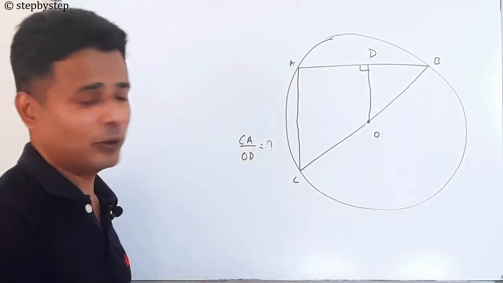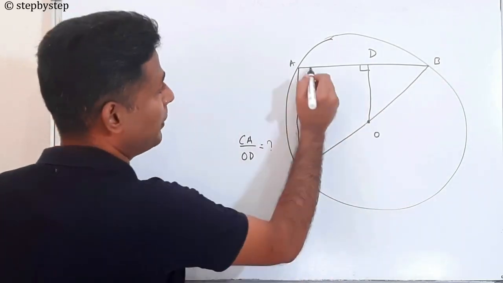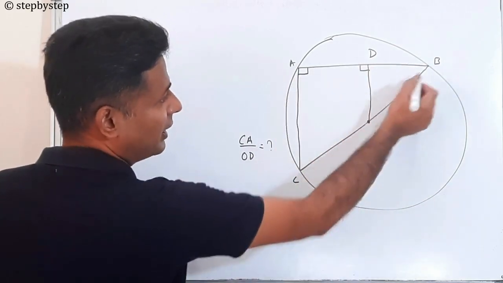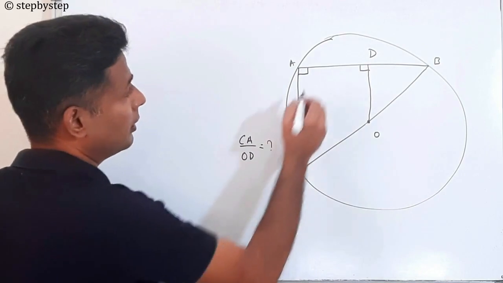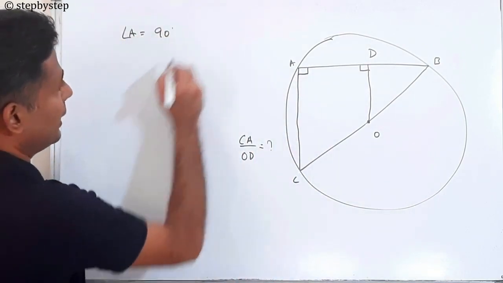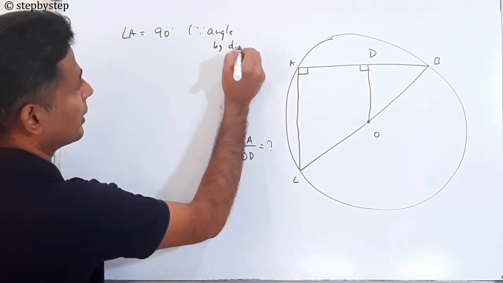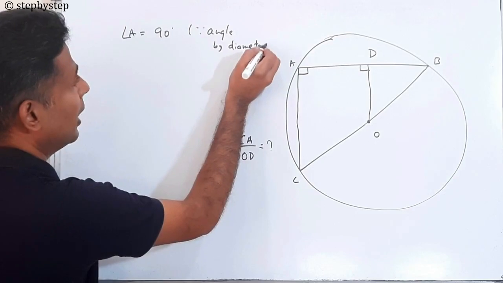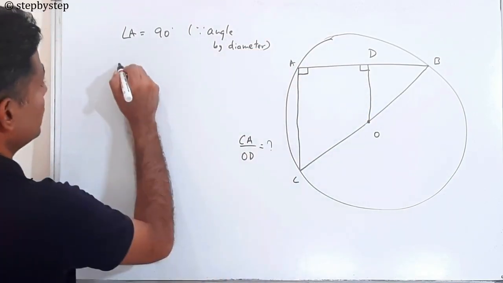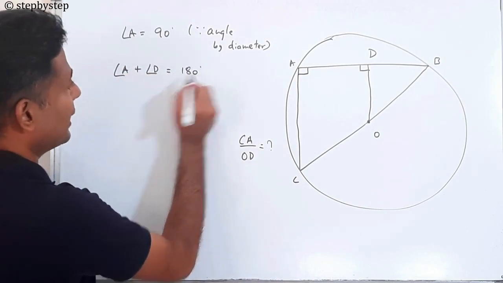A very easy question. Now, this is the diameter. If you remember, diameter always makes an angle of 90 degrees with the circle. Since this is the diameter, it is making an angle of 90 degrees. Now we can write angle A equal to 90 degrees because it is the angle by the diameter. Next, angle A plus angle D is 180 degrees.